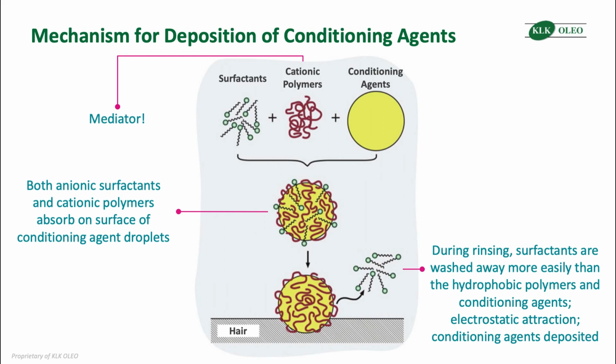However, when the shampoo is applied on the hair and water is added during rinsing, the surfactants are washed away more easily compared to the hydrophobic polymers and conditioning agents. The overall surface charge on the droplets would become positive as more surfactants are washed away. Now there is electrostatic attraction between the droplets and the hair fibers, and deposition of the conditioning agent occurs.